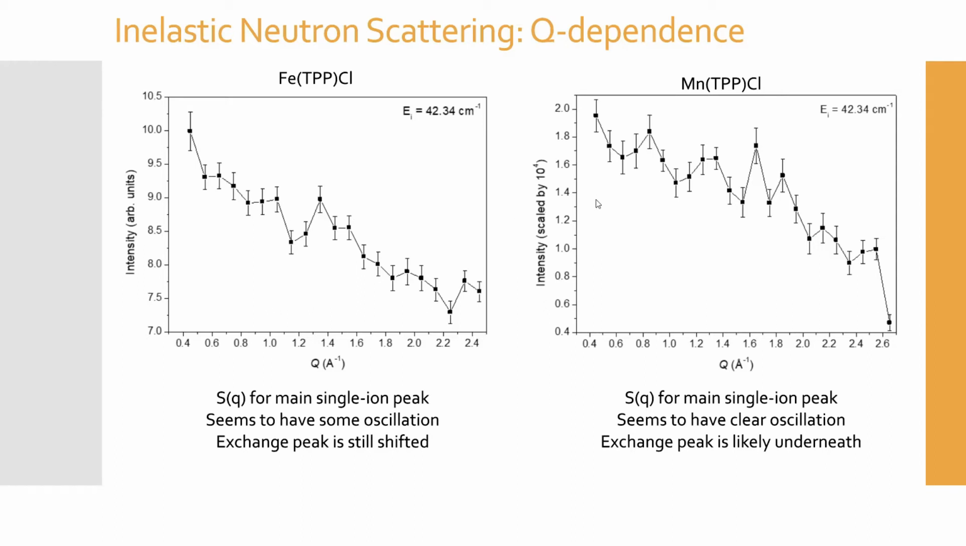However, when we look at our manganese sample, we see a clear oscillation within the realm of error. This is curious to us because we see no shoulder or nothing indicative of an exchange interaction in the energy transfer data. Therefore, we suggest that the exchange peak must be underneath the main single ion peak.